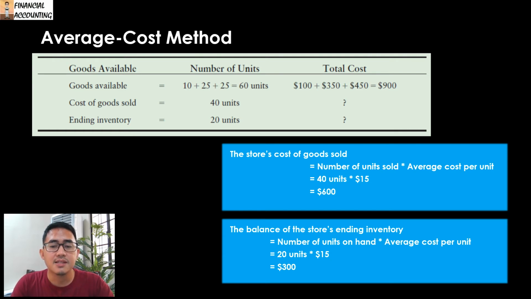So in this case, your income statement should show cost of goods sold of $600, and your balance sheet should show inventory under the current assets section of $300.